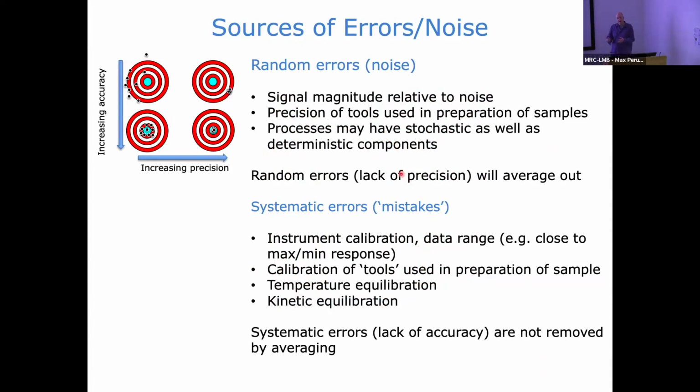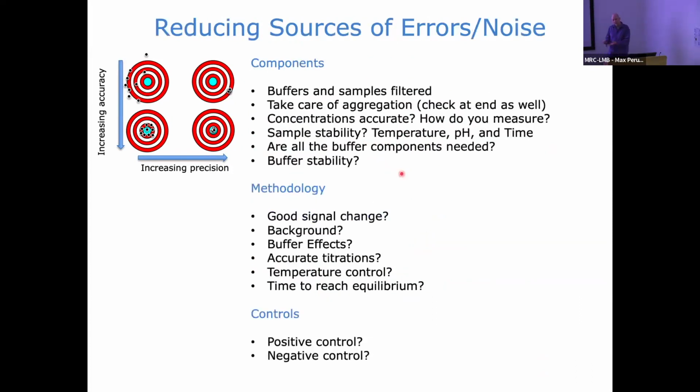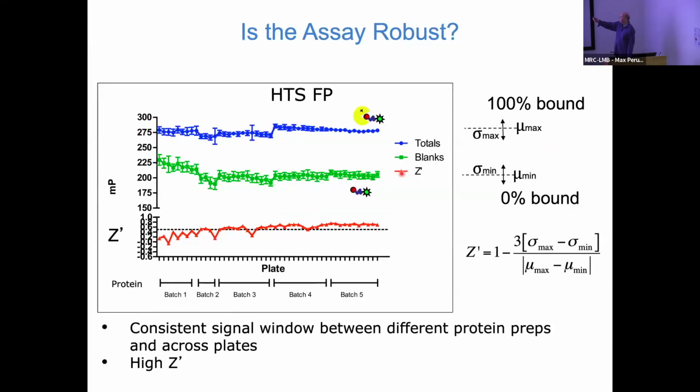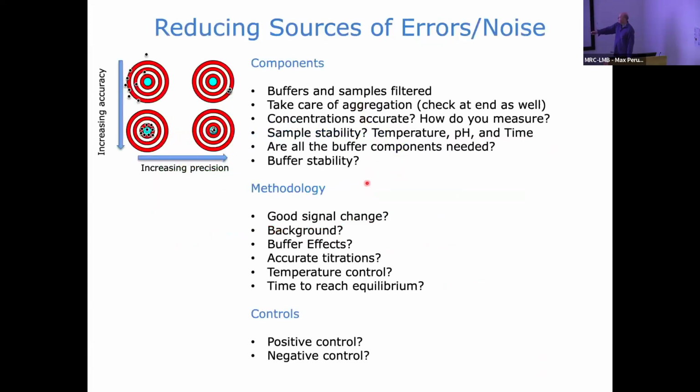So these random errors will average out every time you do the assay, and hopefully you've got good signal change. Have you accounted for the background buffer effects? Is your concentration accurate? Have you got good temperature control? And have you reached time for equilibrium?